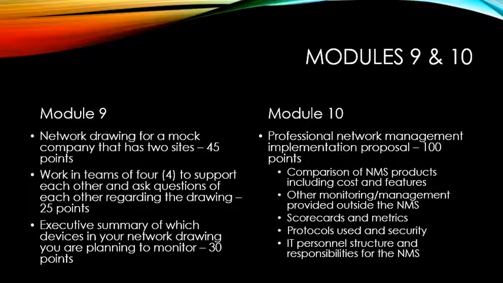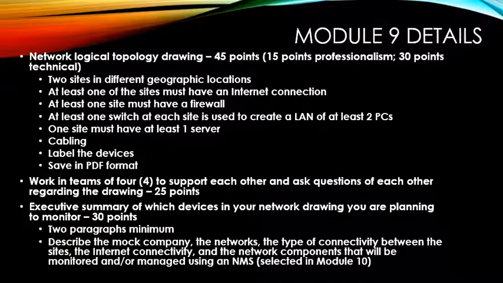So in Module 9, with this topology drawing that's worth 45 points, you have to have 2 different locations. So think of this, if you've been going to FSCJ like in person for classes, think of this like South Campus versus Nassau Center. So 2 different locations. These 2 locations can be in the same city, but they have to be apart, or it could be 2 different states. It could be however you want. They just have to be two separate sites.